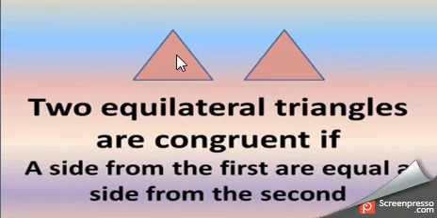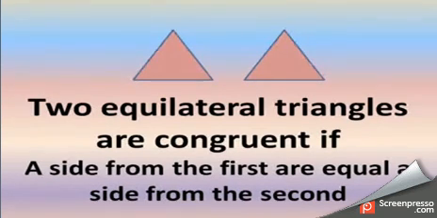Okay, mister, two equilateral triangles are congruent if a side from the first equals a side from the second. If this side is 7 centimeters and this side of the other triangle is 7 centimeters, all the sides will be 7. So the condition of congruence occurs: the corresponding sides are congruent, so the two triangles will be congruent. So two equilateral triangles are congruent if a side from the first equals a side from the second. Okay, mister.